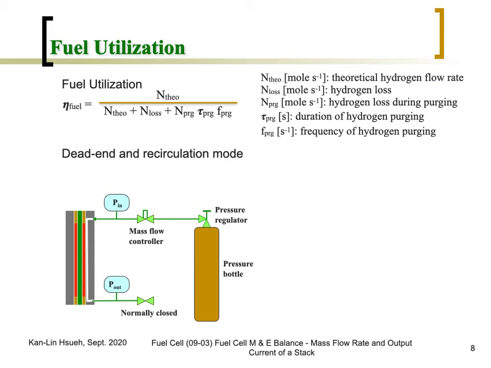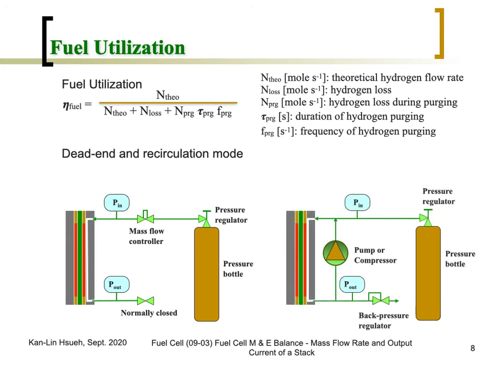This one, the left will be the cell stack, and the right-hand side is a hydrogen tank. The hydrogen will feed through the mass flow controller into the stack, and then normally the exhaust gas valve is closed. That's called the dead end mode.